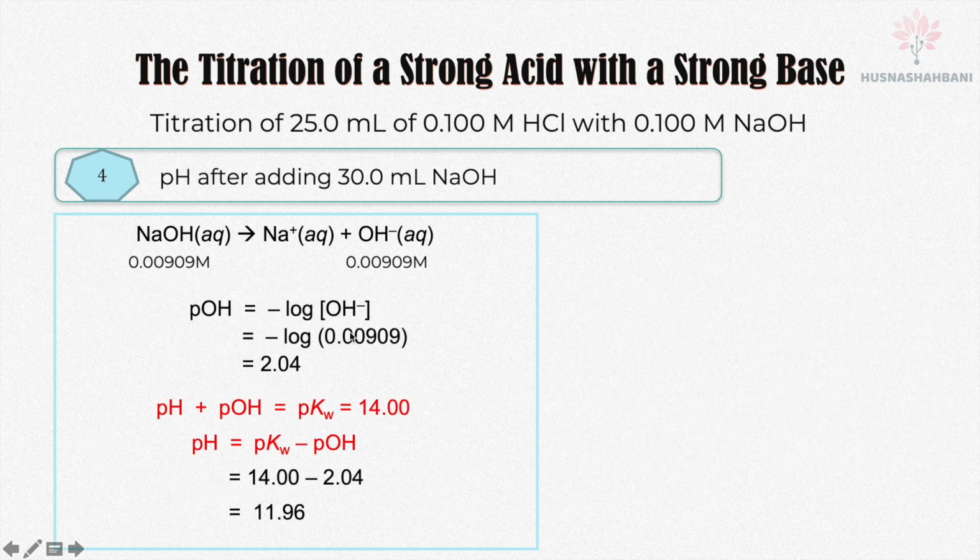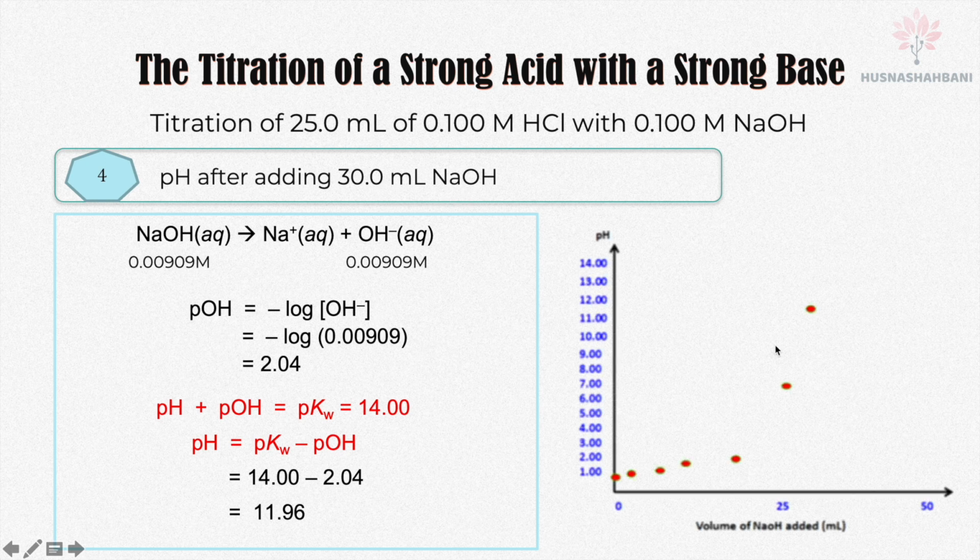So you just substitute that into the pOH formula and then you get 2.04. We need the pH, so 14 minus 2.04, you'll get 11.96. That is the pH when you add 30 ml NaOH. And plot here, at 30 ml NaOH, the pH is 11.96.